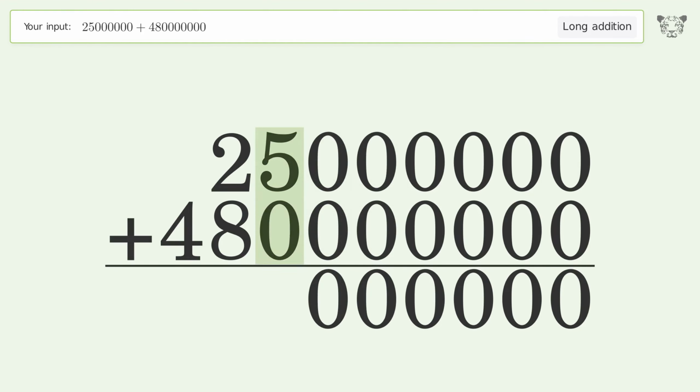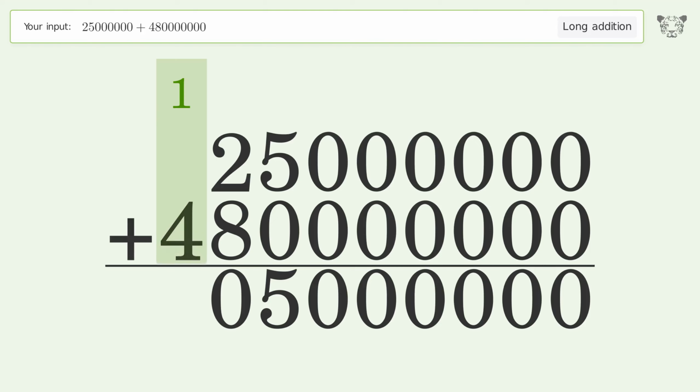5 plus 0 equals 5. 2 plus 8 equals 10. Carry 1 to the 100 millions place. 1 plus 4 equals 5. And so the final result is 505 million.